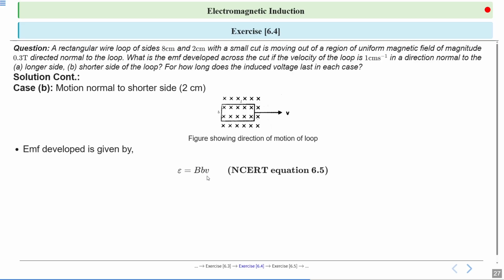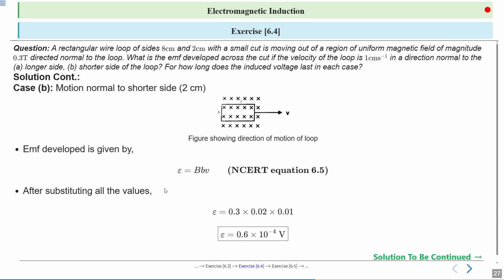So L here is small b. So B small b V, NCERT equation 6.5. This is the expression for motional EMF, and length is taken such that length will be perpendicular to velocity. In case B, velocity is perpendicular to this b, so b will be taken. After substituting all the values, epsilon equal to 0.3 into 0.02 into 0.01. So epsilon will be equal to 0.6 into 10 to the minus 4 volt. So this amount of EMF will be induced in this case.